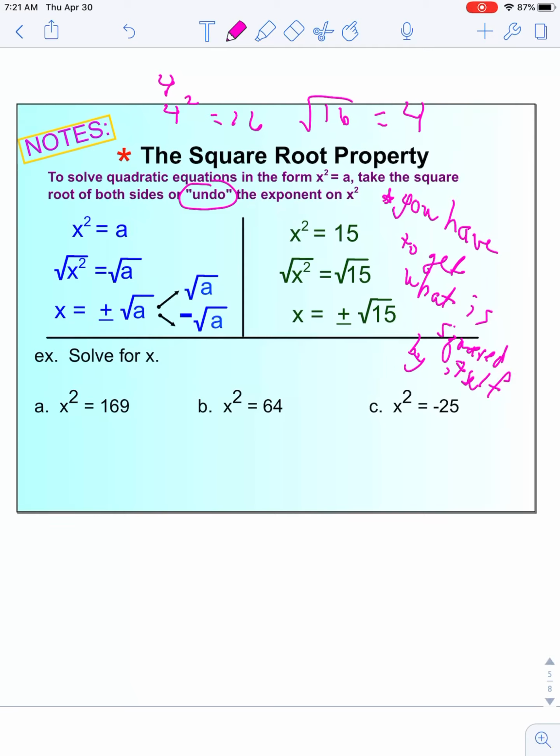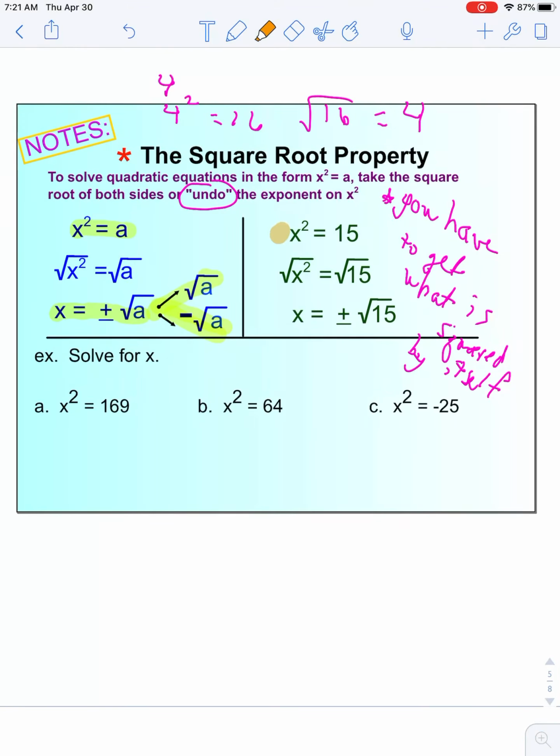Once you have what's squared by itself, then you can take the square root. So just looking through these notes, if we have x squared equals a, then we take the square root of each and we get x is equal to plus or minus the square root of a, or this is kind of what we did with the quadratic formula. And here's an example of this over here.